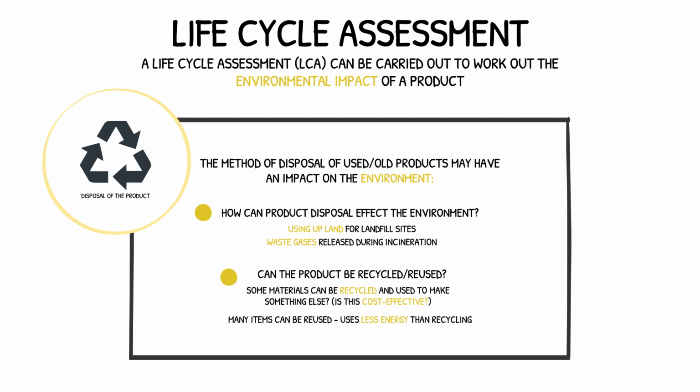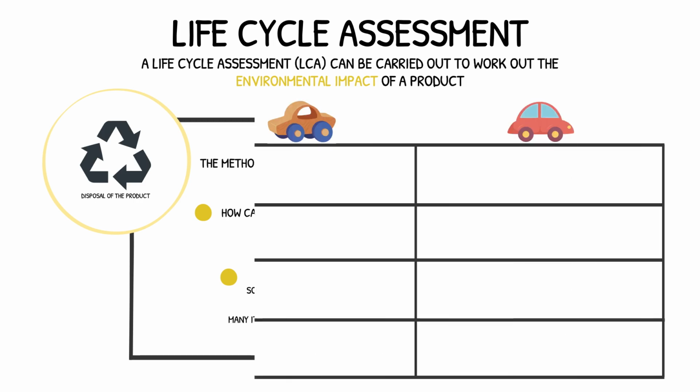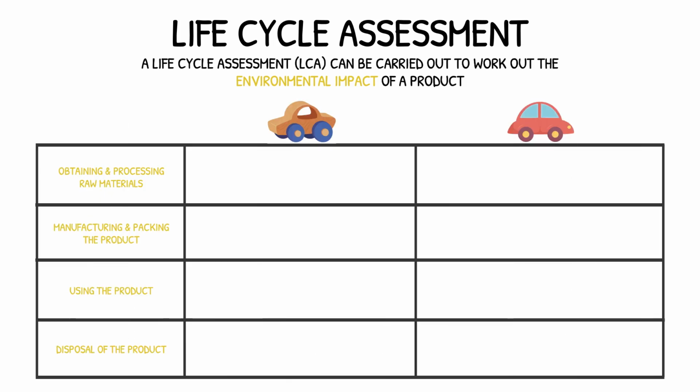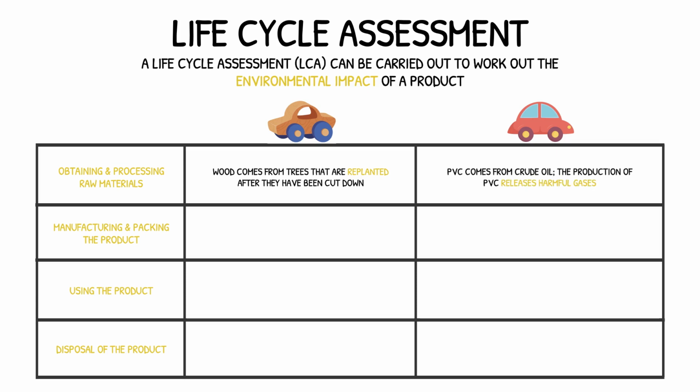Now that we have an understanding of the life cycle assessment, let's take a look at a mock example of this process in practice. In this example, we will look at the life cycle assessment for the production of a wooden car versus a plastic car. The raw materials for the wooden car are obtained from trees which are replanted once they have been cut down. In contrast, the PVC for the plastic car comes from crude oil, which is a finite resource. The production of the PVC releases harmful gases.